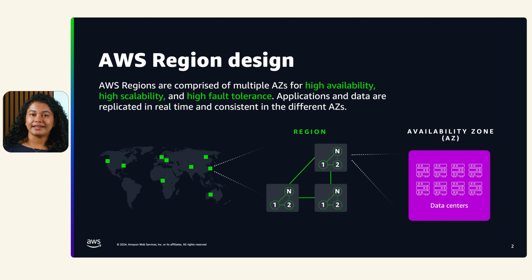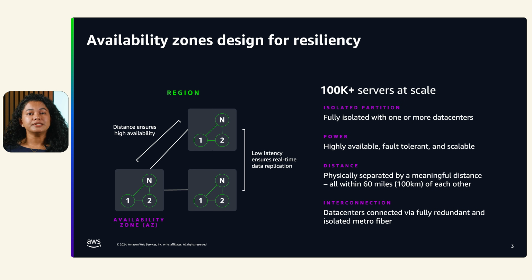So what's a region and an availability zone, you may ask? A region is a geographical location where we logically group a cluster of availability zones. For example, in Canada, AWS has two regions, Canada Central and Canada West, or the Calgary region. And an availability zone is a group of one or more discrete data centers, each with redundant power, networking, and connectivity in an AWS region.